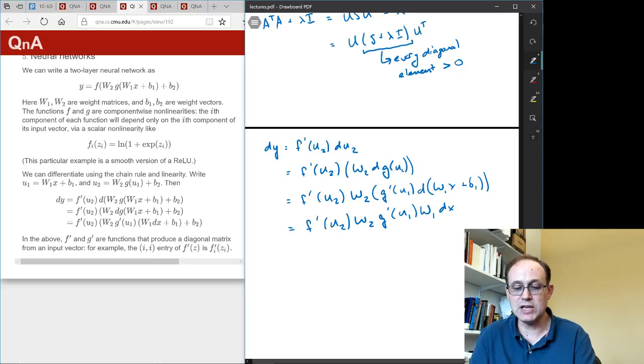We multiply by u2, which is an L by m matrix, and we get a vector in Rl. And then f prime of u2 is going to be an L by L square matrix, which is diagonal because f is a component-wise function. And so at the end, we get something the same shape as y, which is a vector in Rl. And so we successfully type check.